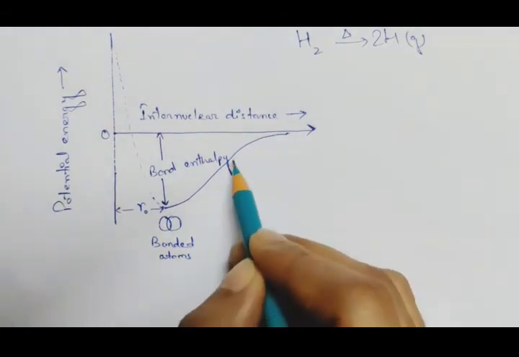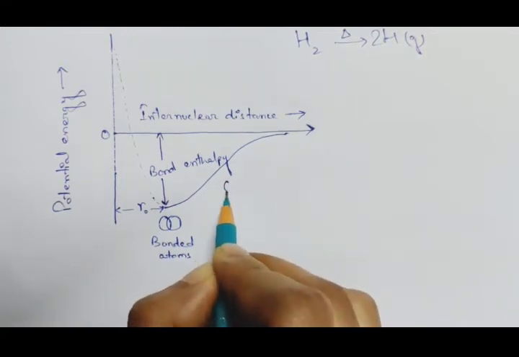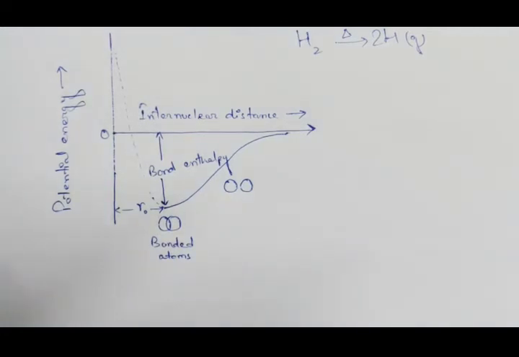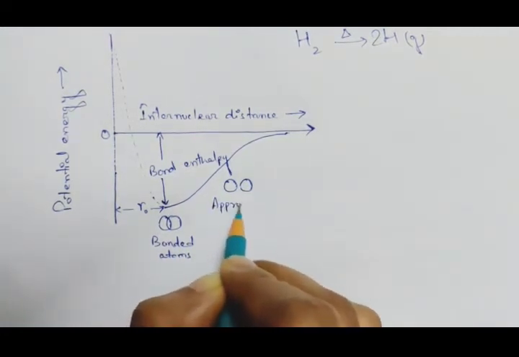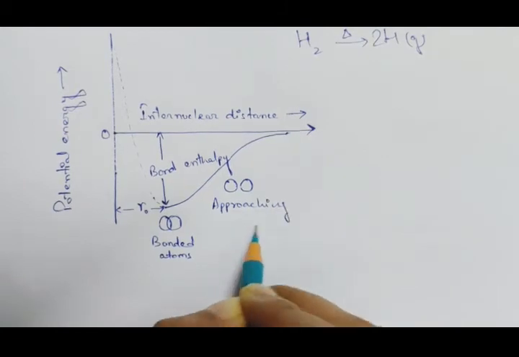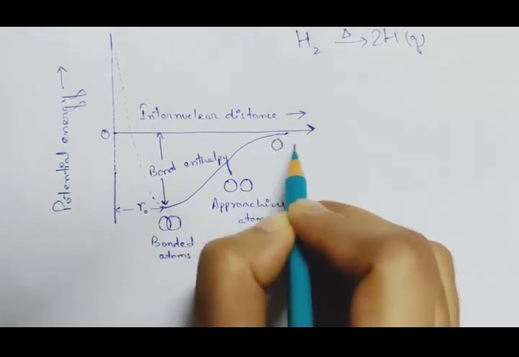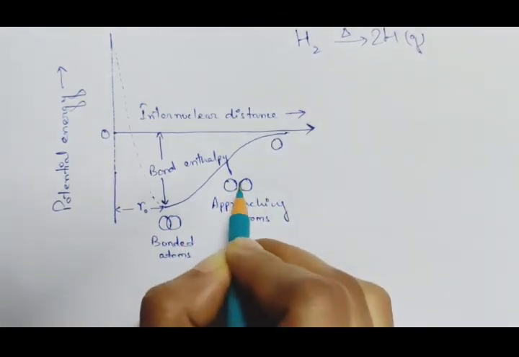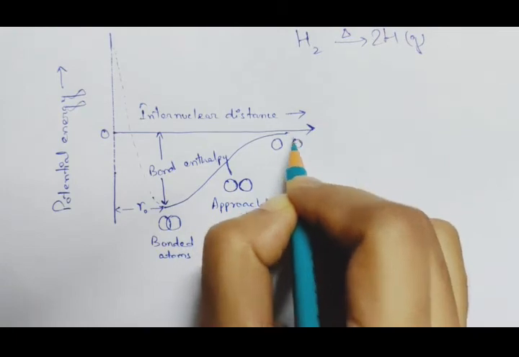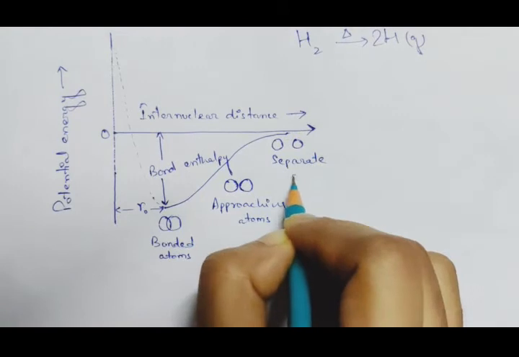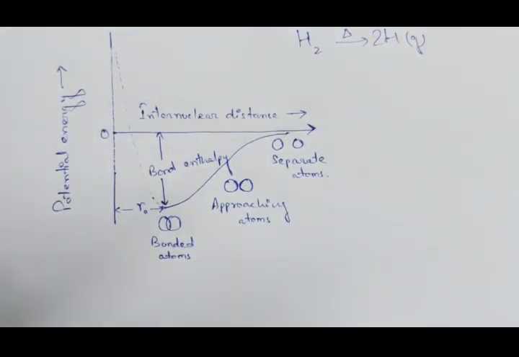Clear? So at this condition, the atoms are approaching, not bonded but in the approaching condition. So we can say these are the approaching atoms. And at this condition, the two atoms are separate. These are the separate atoms. Clear?